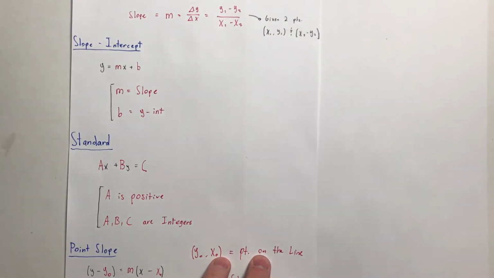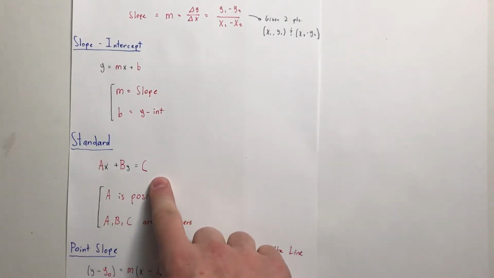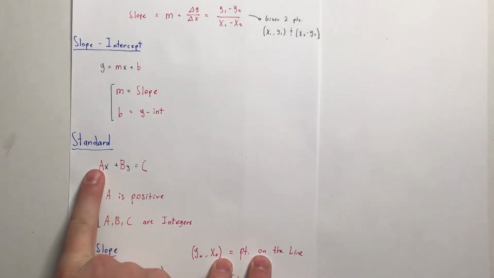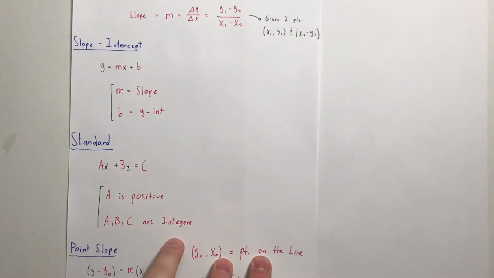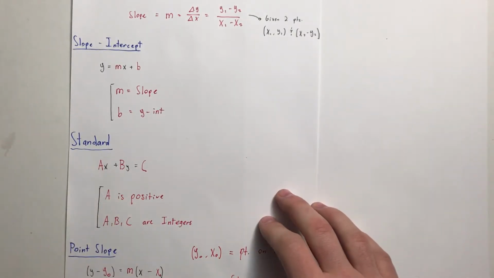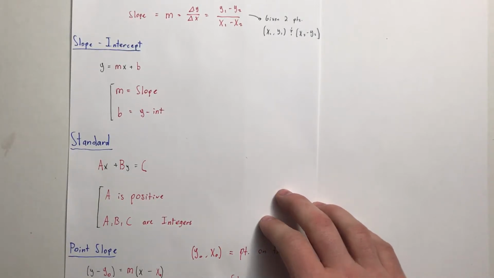Another form that's very common is this standard form. So you have ax plus by equals c, where a, b, and c are just numbers. However, there's some rules that go with standard form where a has to be positive, so this leading term here has to be a positive number. And then a, b, and c have to all be integers, meaning that there's no decimals or fractions allowed. If you end up with a fraction, it should be able to be reduced down to an integer.